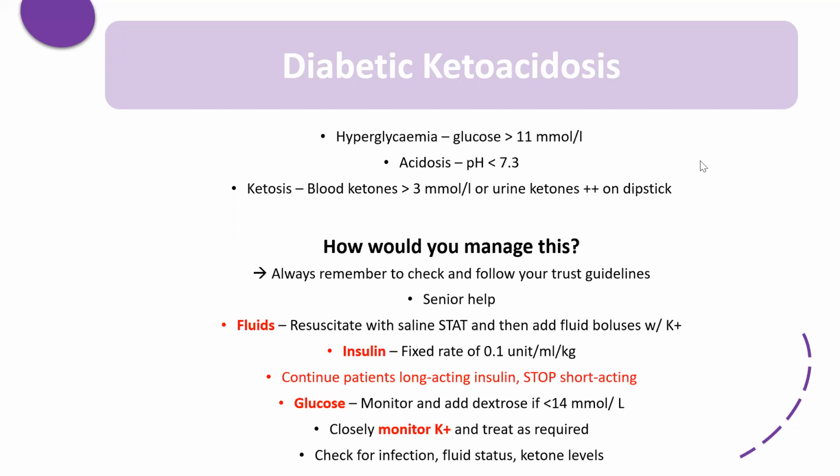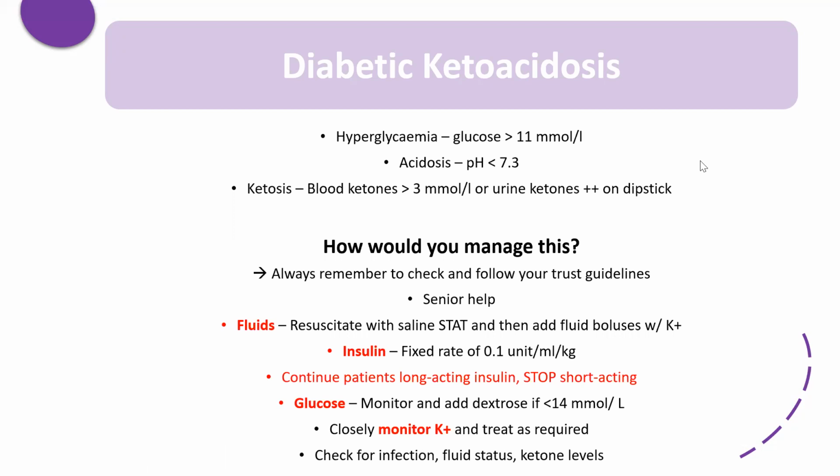Insulin is given at a fixed rate, 0.1 units per kilogram. Continue the patient's long-acting insulin, but you want to stop the short-acting. Glucose, monitor, so you don't want them to go hypo. When they're reaching about 14 or below, that's when you want to add dextrose to make sure that it doesn't drop too much. Closely monitor potassium and treat as required.